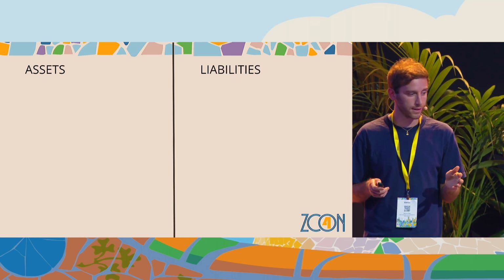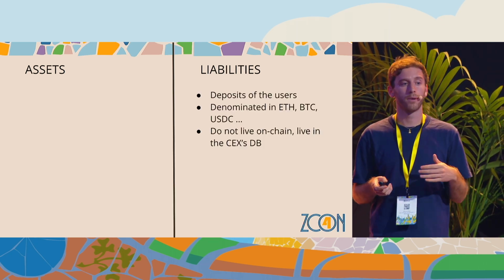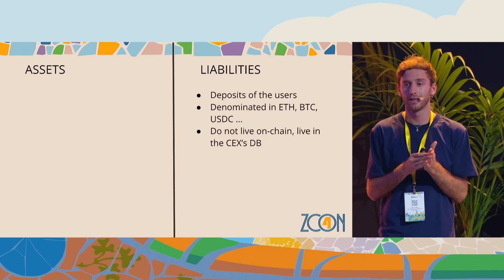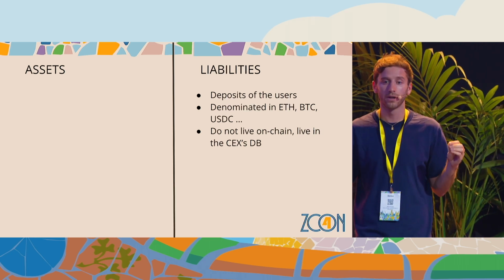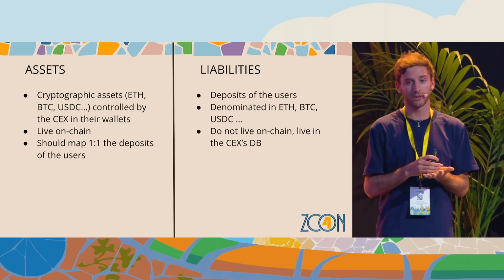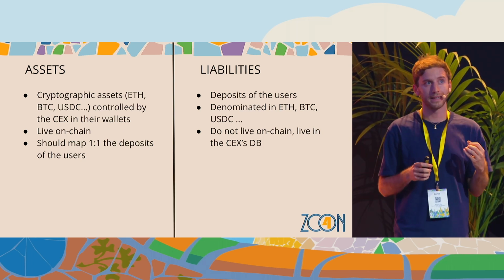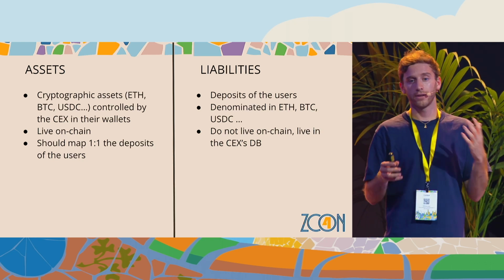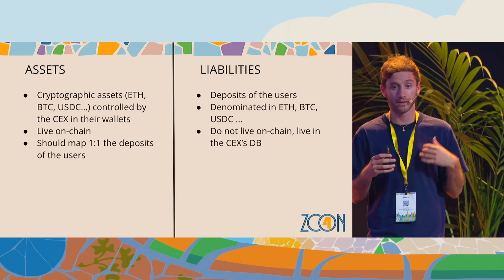Let's now see, in the case of a centralized exchange, what are assets and what are liabilities. The liabilities are the deposits of the users. They might be denominated in different cryptocurrencies, but the important thing to note here is that these deposits do not live on chain, they are only entries in the database on the server of the centralized exchange. On the opposite side, we have the assets that are actually controlled by the centralized exchange, stored within their wallets. And these assets live on chain. What you basically need to trust is that these assets map one-to-one to the liabilities. So whenever you buy a Bitcoin on a centralized exchange, you trust that the exchange is actually buying one Bitcoin and storing it in their wallets.